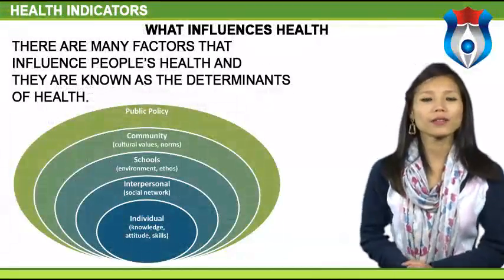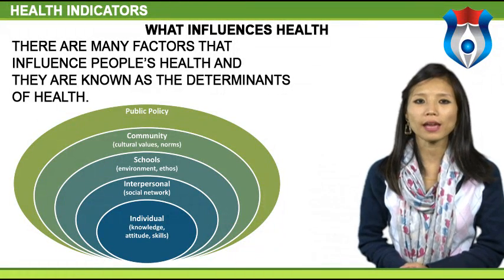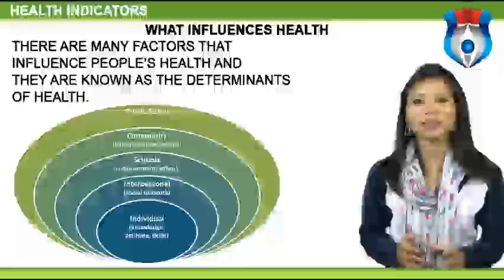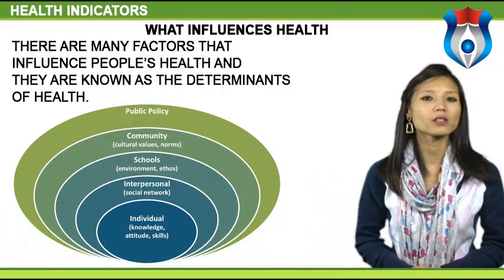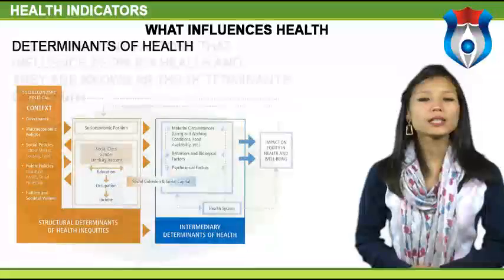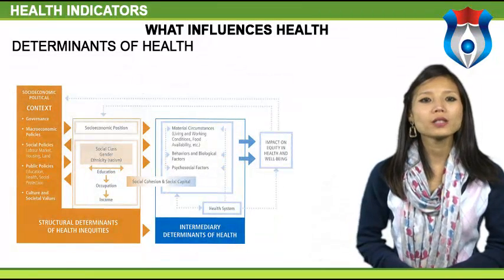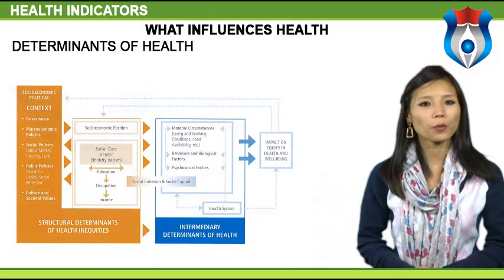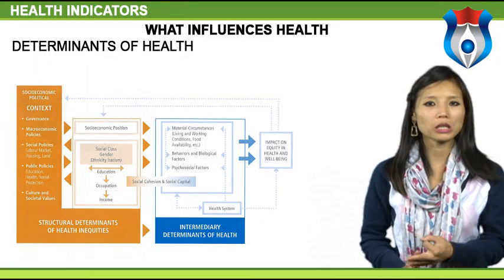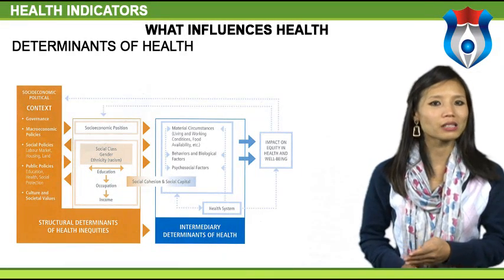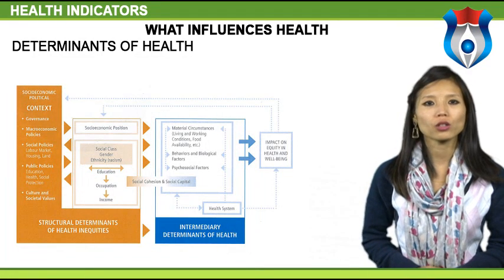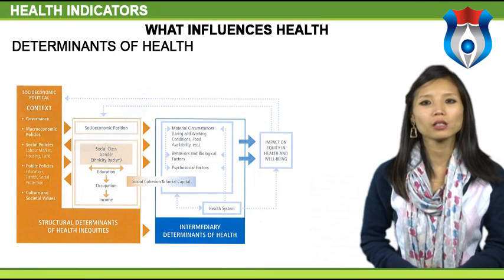Let us now discuss another topic. What influences health? There are many factors that influence people's health, and they are known as the determinants of health. These factors are often interactive and outside an individual's control. Determinants of health. Health determinant indicators measure things that influence health. Examples include diet, smoking, water quality, income and access to health services. First Nations also consider language, culture and spirituality to be health determinants.